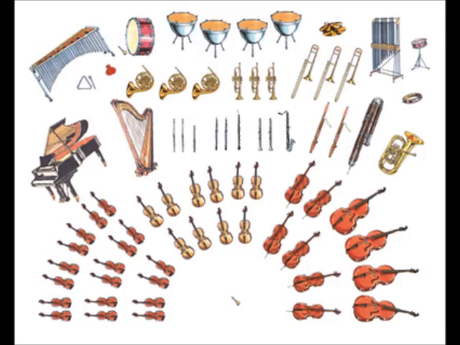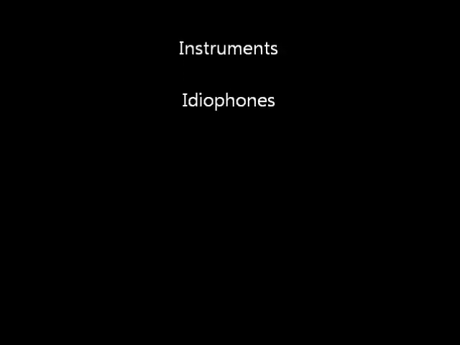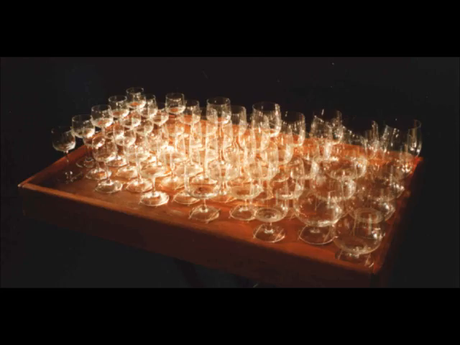The second project was to create instruments using just household stuff. The first type of instrument we could make was an idiophone. Idiophones work through vibrations. Every sound is made through vibrations, but it doesn't have a membrane or a cord to vibrate, so the instrument itself vibrates.